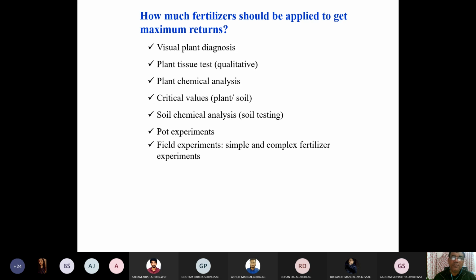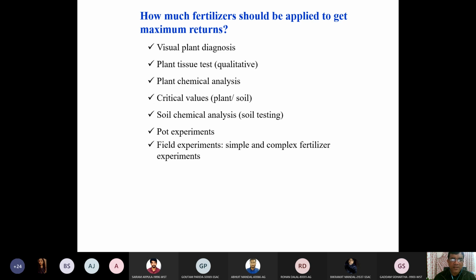Based upon this, some recommendation can be given, but they do not have any good scientific basis because the nutrient supply capacity of the soils will vary. So this is again not a perfect approach to give recommendation of the nutrients based upon just soil testing.